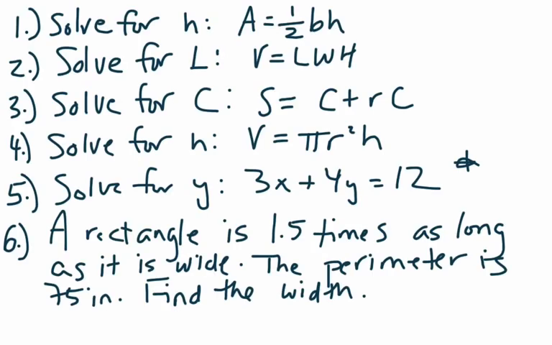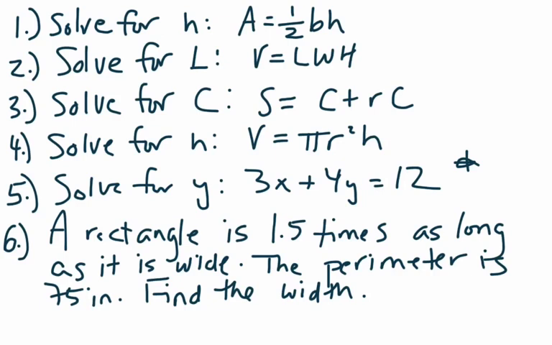All right, so the first 5 of these are pretty much on par with what we covered in the lesson. Solve for H, area is equal to 1/2 the base times the height. Solve for the length, that's the volume of a rectangular prism. V equals L, length times width times height. Solve for C, so S is equal to C plus RC. And solve for H, V is equal to pi R squared H.